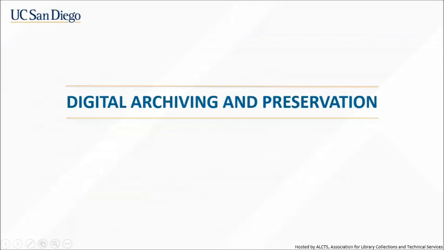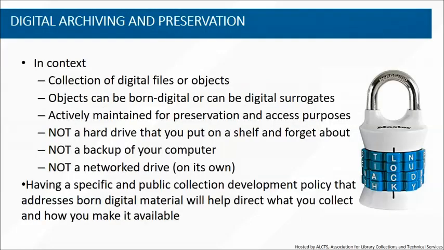So moving on, we're going to go to our first section, digital archiving and preservation, to take a look at what does the process entail, and then we're going to drill down into audiovisual characteristics and how that overlaps. So in context, how can we consider an archive of digital media? What does it mean to have a digital archive? So essentially, it's a collection of digital files or objects. Objects can be born digital or can be digital surrogates in the case of digitized analog materials. And these things are actively maintained for preservation and access purposes.